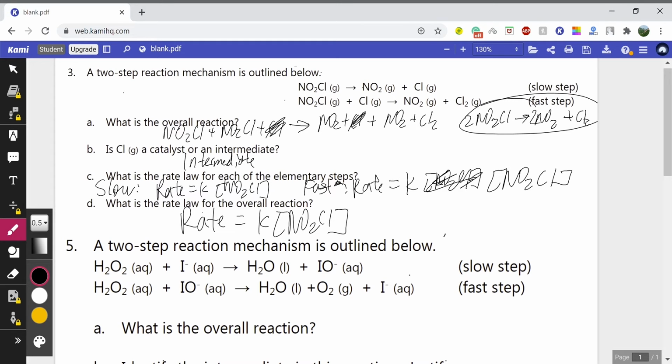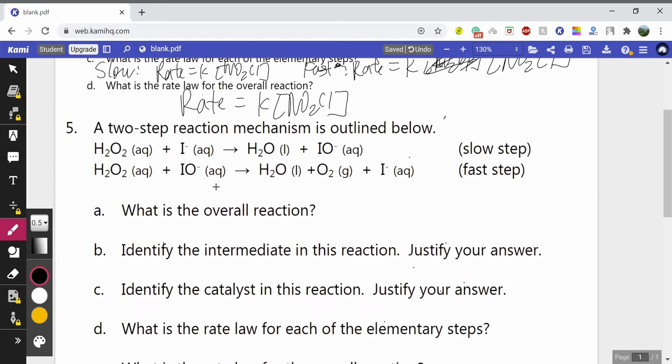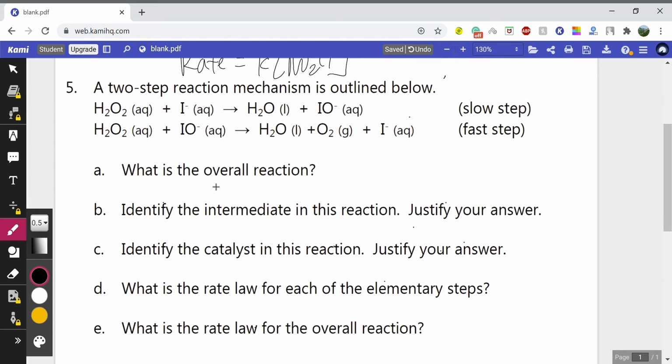Now be careful, don't mix it up with the overall reaction, like what I did when I was doing these problems. So the overall reaction is all the products and reactants combined, but the rate law for the overall reaction is only the slow step. Next, we have the two-step reaction mechanism. What is the overall reaction? The overall reaction is when you add up all the products and reactants.